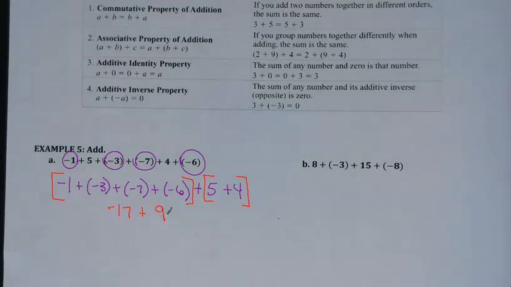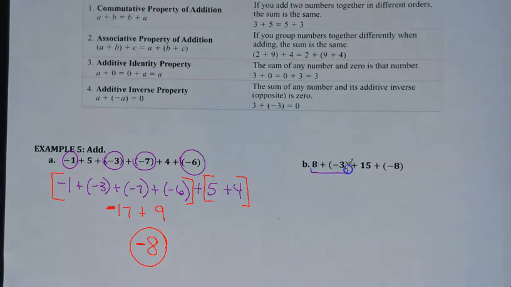Now we're down to one negative number, -17, and one positive number, 9. We look at which one has the greater absolute value. 17 is bigger, so what's 17 minus 9? It is 8. And since 17 is bigger and it has a negative sign, we give 8 the negative sign for our answer. Now, you don't have to regroup them in this order. You could do them the way that you like across the board. I can show you that on the next one.